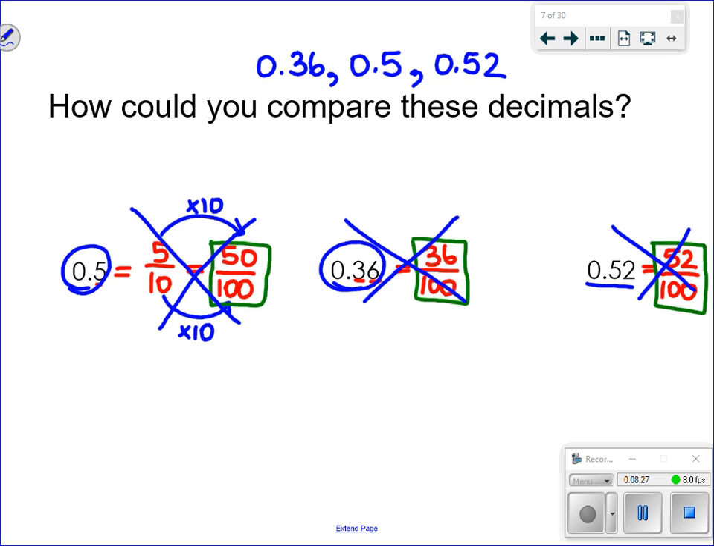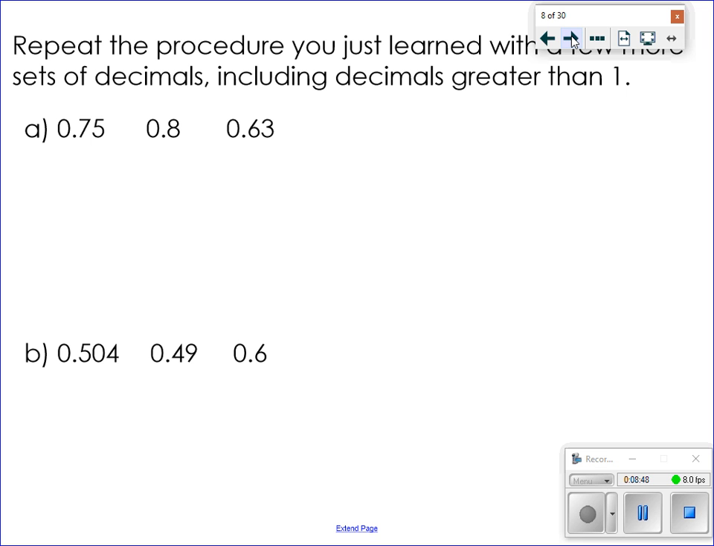So when I look at my final answer, I can't tell just by looking at those decimals which one is the smallest number and which one is the greatest number. I had to rewrite them as fractions with common denominators in order to be able to tell. They're not just the way they look. Okay, we're going to use that same procedure then with a few other sets of decimals. We're going to do the first two together, and then you're going to have some you're going to work on your own.